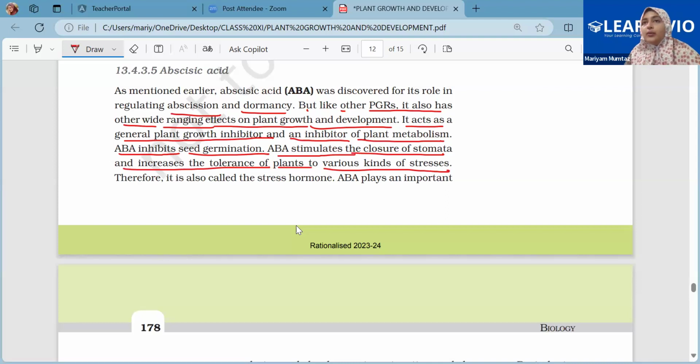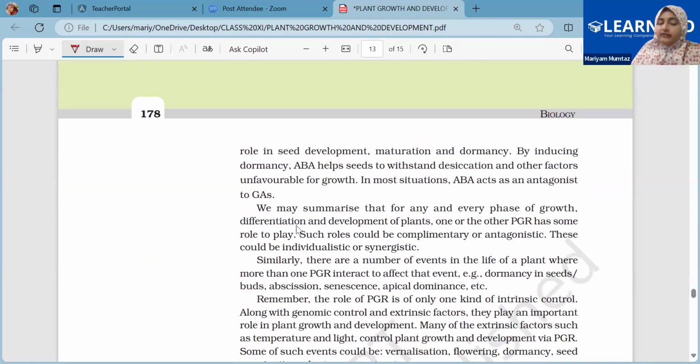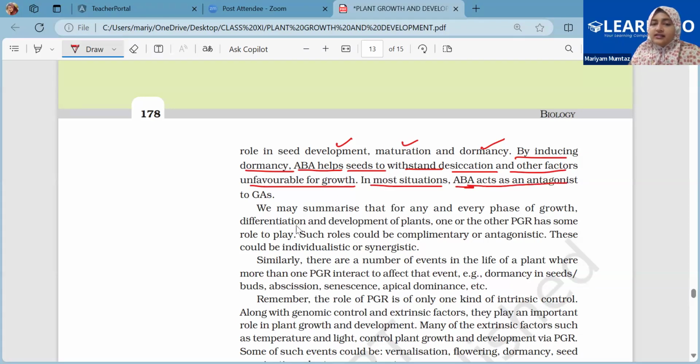Now, see, closure of stomata, why is it doing so? So that not excessive water loss can take place from the plant's body. So, this is the reason why it is known as a stress hormone. Abscisic acid plays an important role in seed development, maturation, and dormancy. By inducing dormancy, abscisic acid helps seeds to withstand desiccation and other factors unfavorable for growth. In most situations, the abscisic acid acts as an antagonist to gibberellic acid, meaning antagonistic means it will act the opposite or against the gibberellic acid.